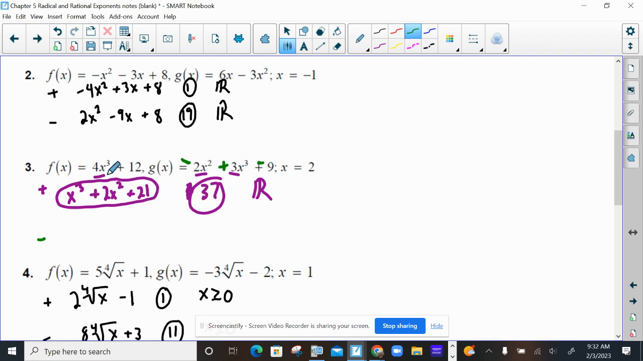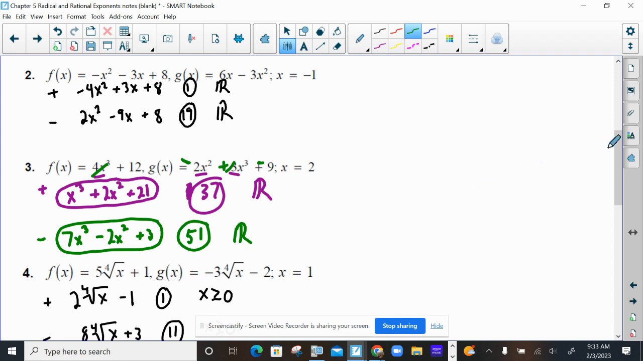So when we combine like terms, the cubes become 7x cubed. And then that's gone. It looks like I'm going to have a minus 2x squared. And it looks like I'm going to have a plus 3. That's all we have to do when we are subtracting. We're adding the opposites. So now, just to save time, if you plug in a 2 and use a calculator, 7 times 2 cubed minus 2 times 2 squared plus 3, you're going to get a 51. Okay, and once again, the domain is all reals.